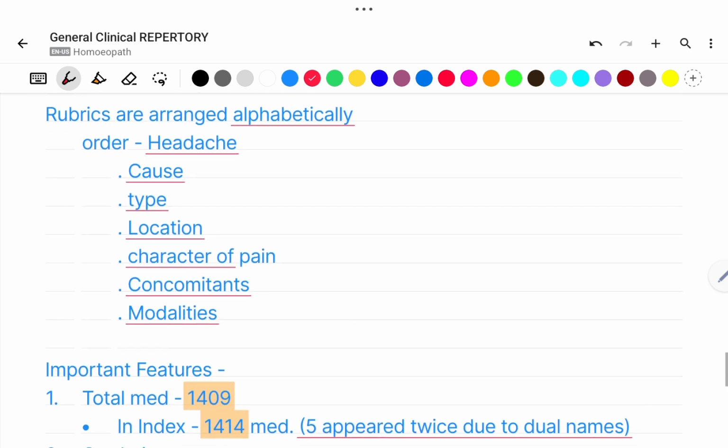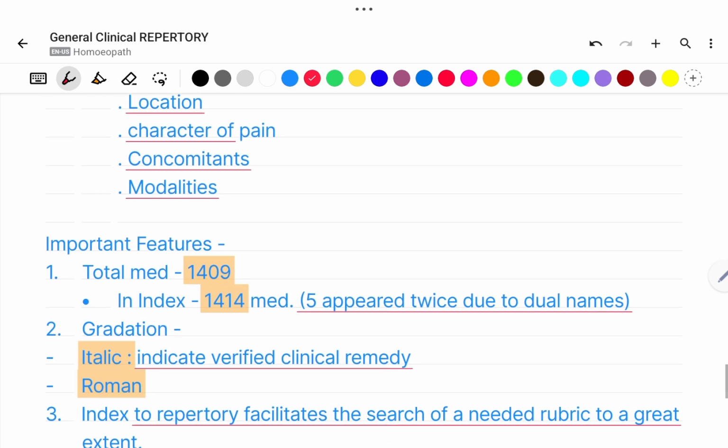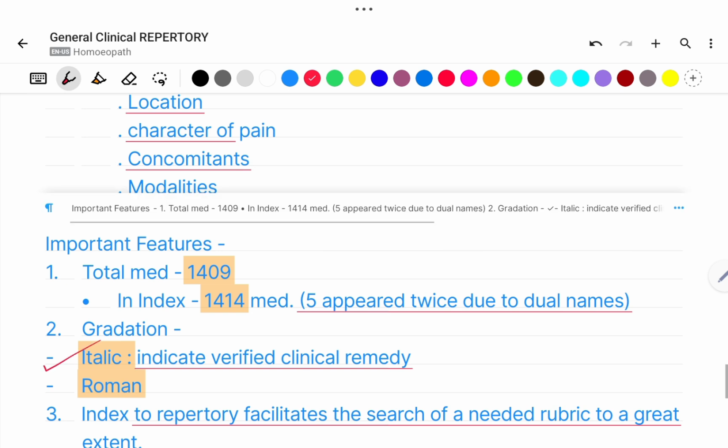Rubrics are arranged alphabetically. The total number of medicines in this repertory is 1409, but as per the index it is 1414. Two types of gradation are given, italics and Roman. The index to repertory facilitates the search for the needed rubric to a great extent.